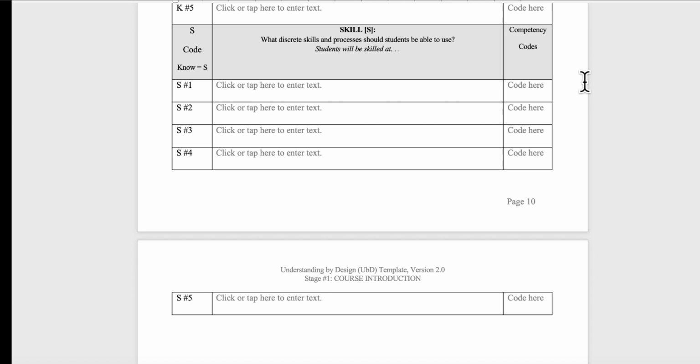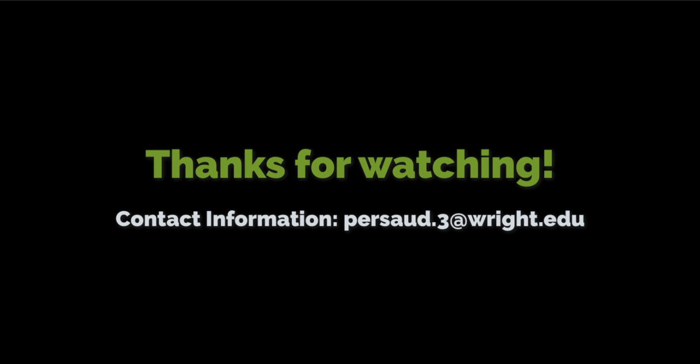So overall, this is our first stage. It blends in how we're going to create our unit and what we're going to be focusing on. So that's really it. Thanks.